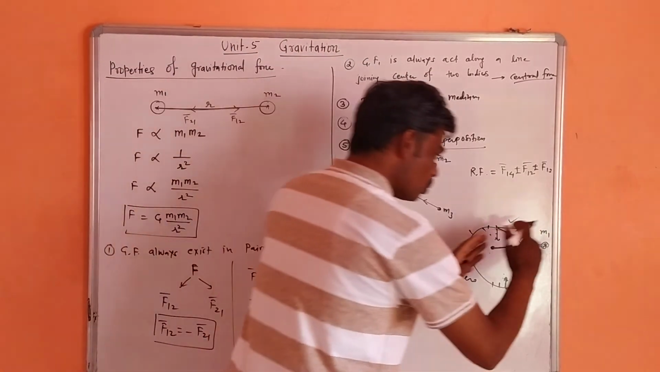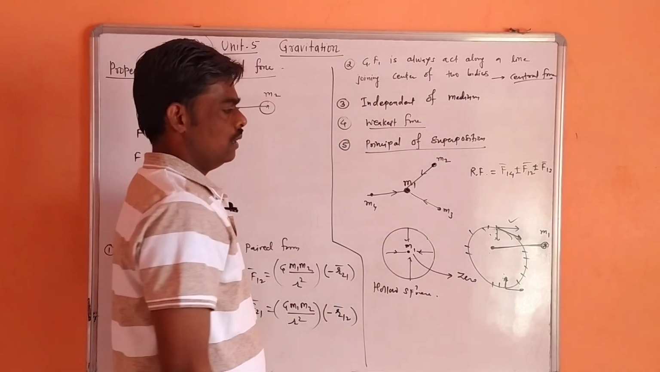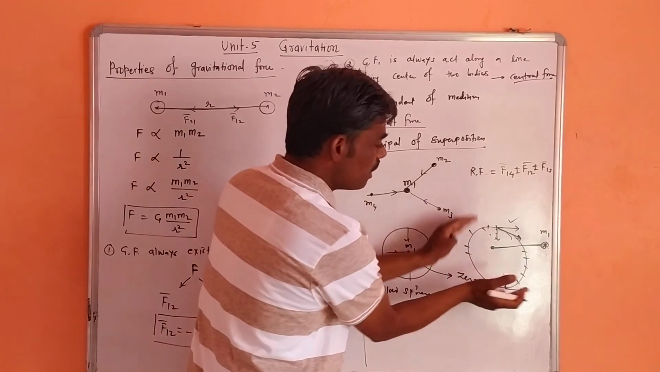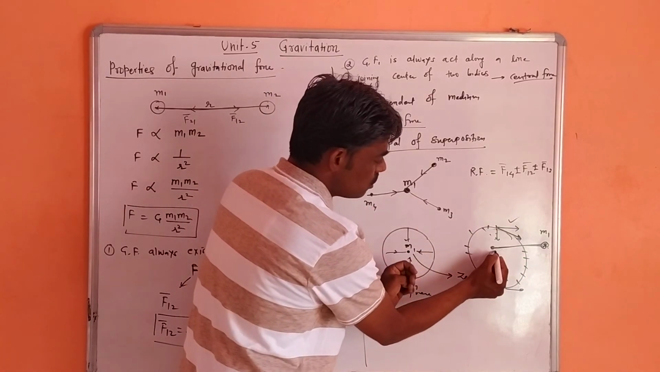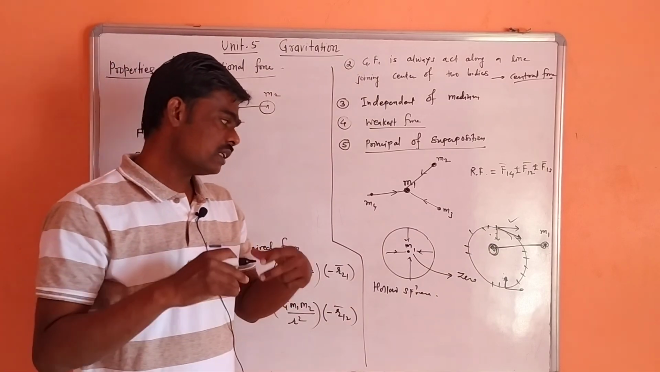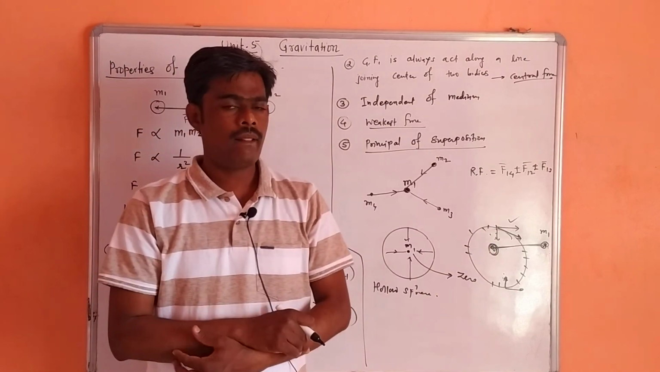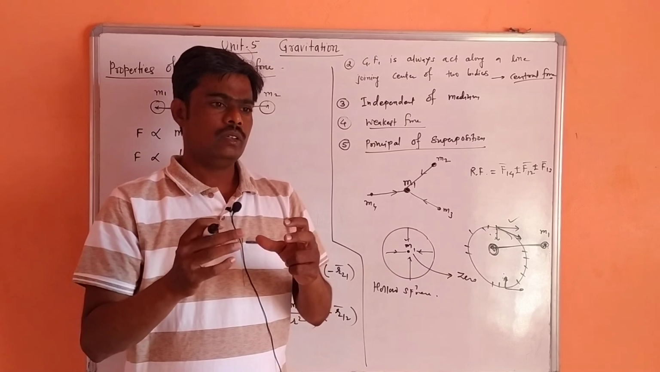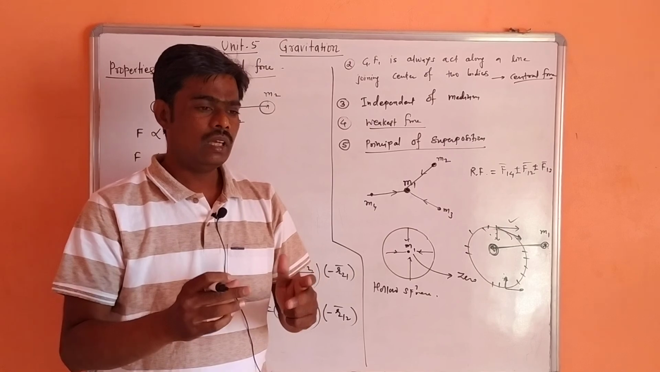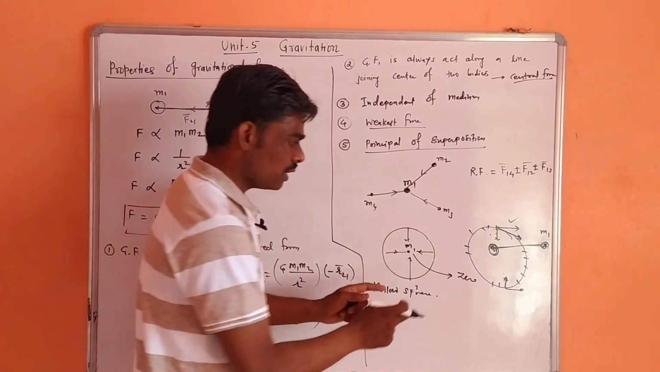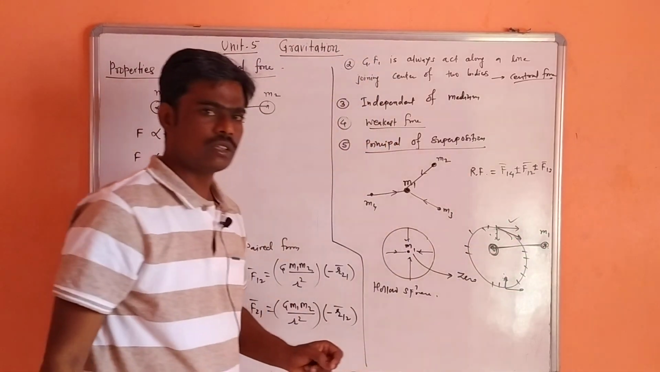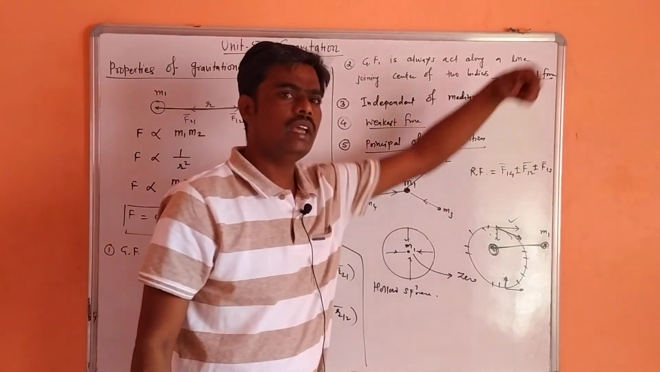So for this outside point, the gravitational force is as if the mass of the entire body is concentrated here. That means whenever we consider an extended body, to find the gravitational force, we have to consider the mass of the extended body as present at the center. Then we can find the gravitational force acting on any outside point mass.